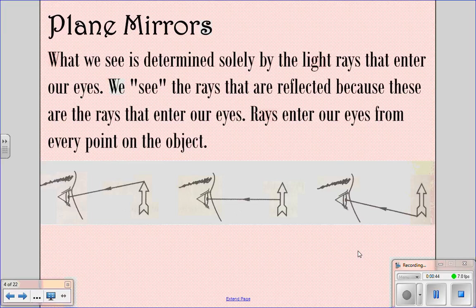So if you look at this little arrow, we've got an eye and we've got rays that are reflected from the top and from the middle and from the bottom. And those are the ones that are going to enter our eye. Now there are going to be rays that are reflected over on this side or in the bottom. But those, if you keep going, are not ever going to enter our eye. Those are going to be away from our eye. And so those are the ones that we won't see because they don't reflect back to our eyes.